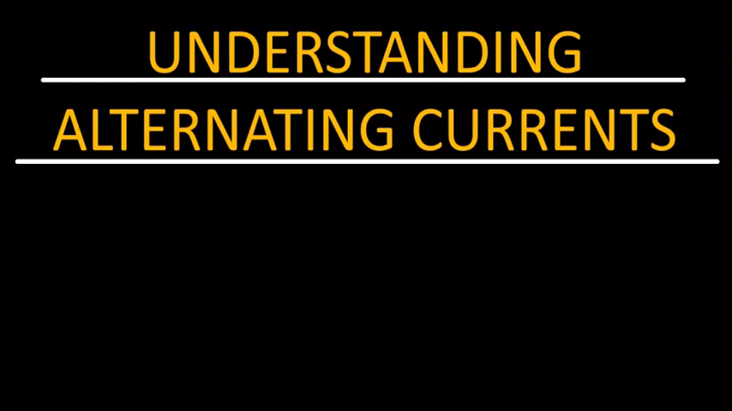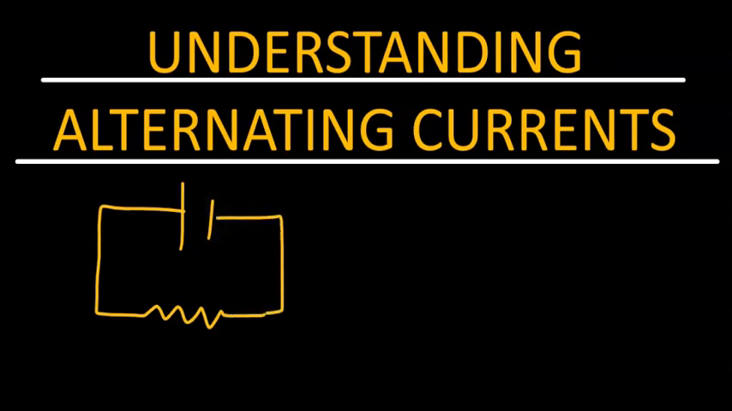In today's video, we shall look at alternating currents. Before we discuss alternating currents, let's revisit direct current. Let's look at a very simple direct current circuit, like this one. So you have a battery, and it's connected to a resistor, say with resistance R.